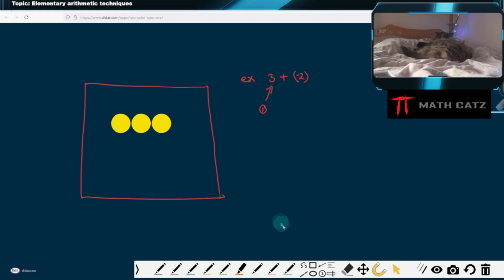Now, we are looking to add. So we are going to put more things on the table. What do we put on the table? We put 2 negative chips on the table. They do not want to sit next to each other. There we go.